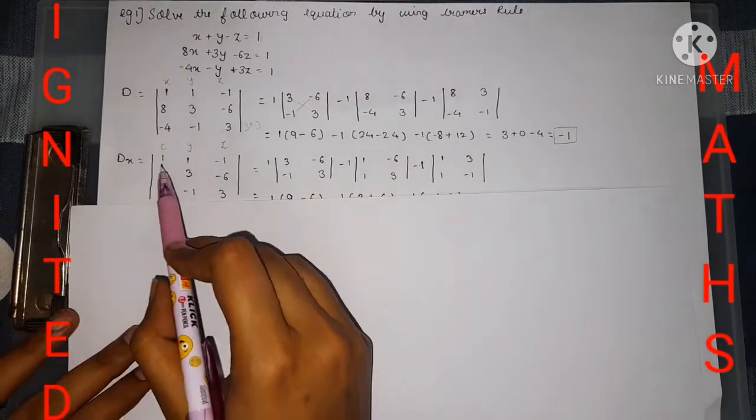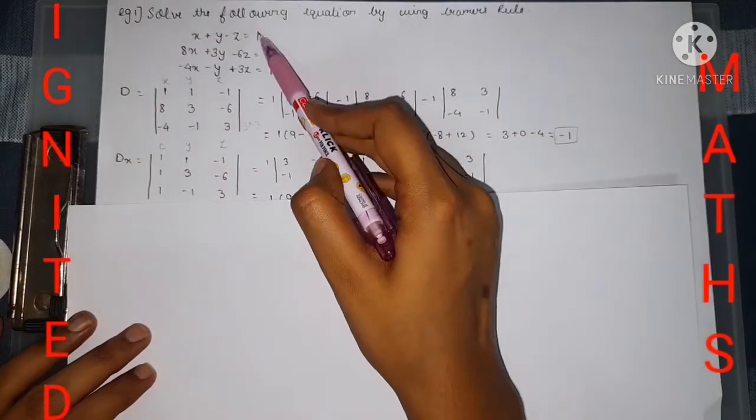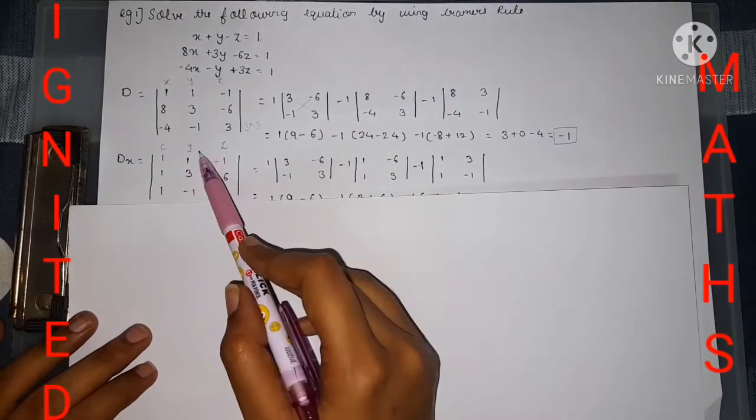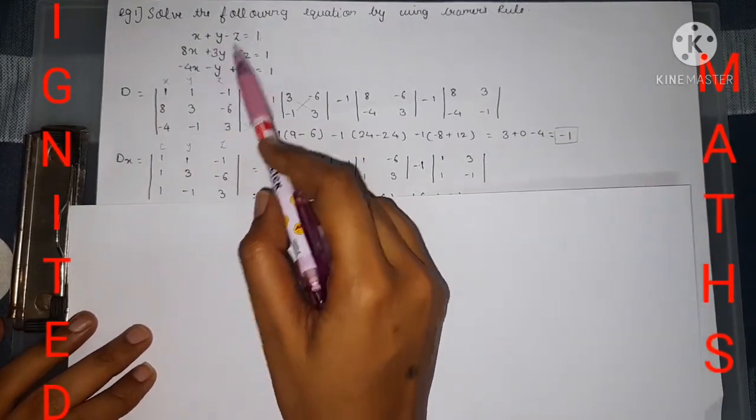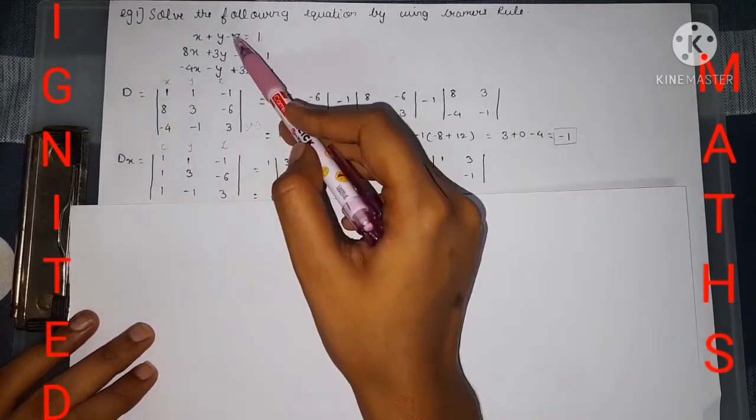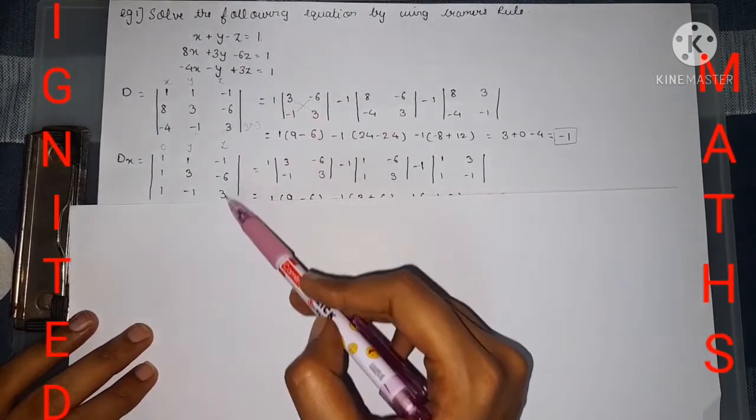Now in place of x we need to take the constant terms, which are 1, 1, 1. Y is 1, 3, minus 1, and z is minus 1, minus 6, 3.